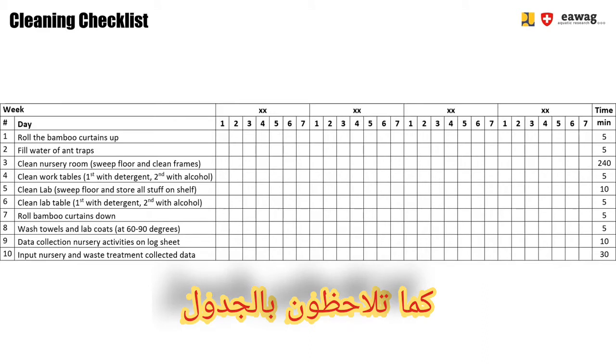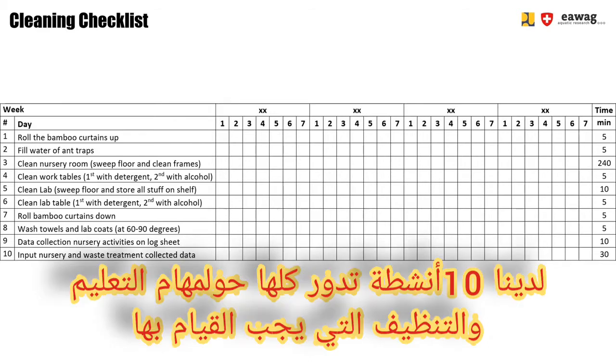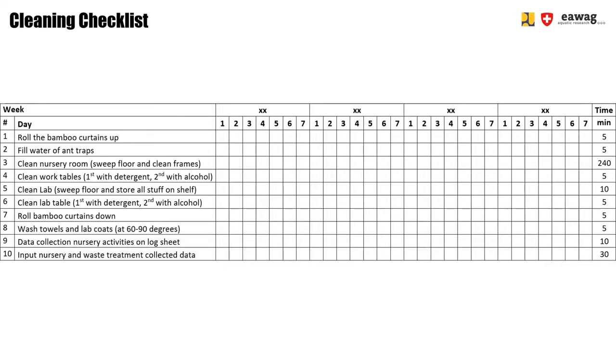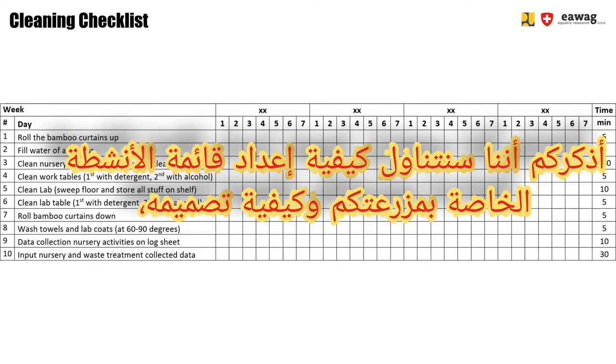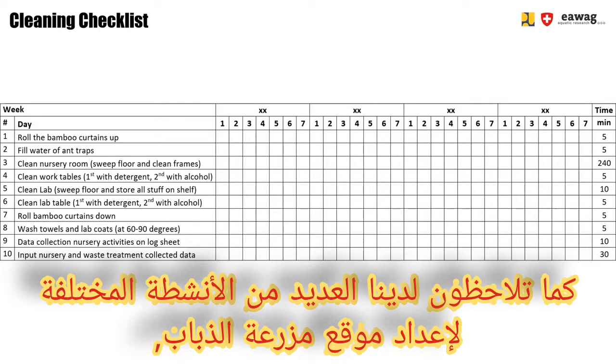As you can see, we have 10 operations concerned with preparatory and cleaning activities. This is the way that we handle the operation at our site. Again, we will be coming back to how you can prepare this operational checklist for your own site in the planning and design module towards the end of this learning video series.